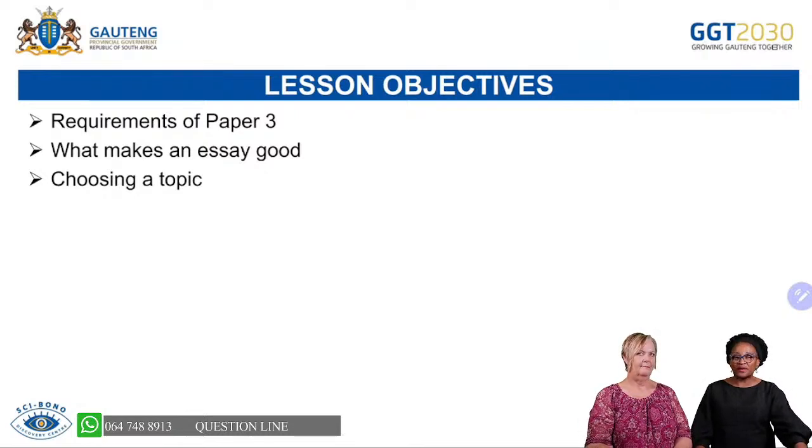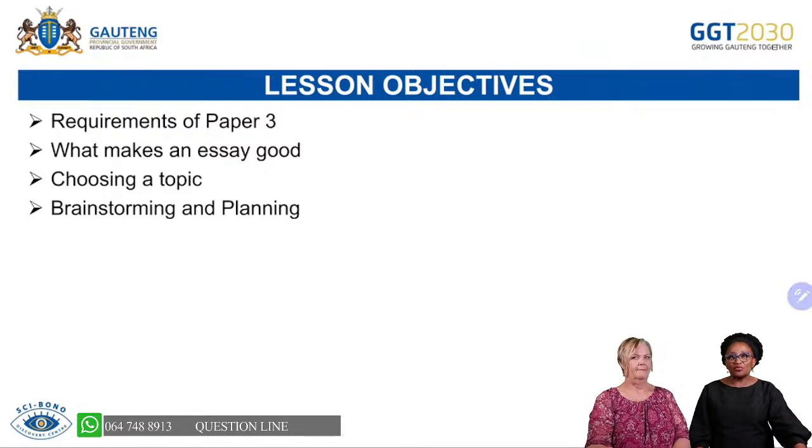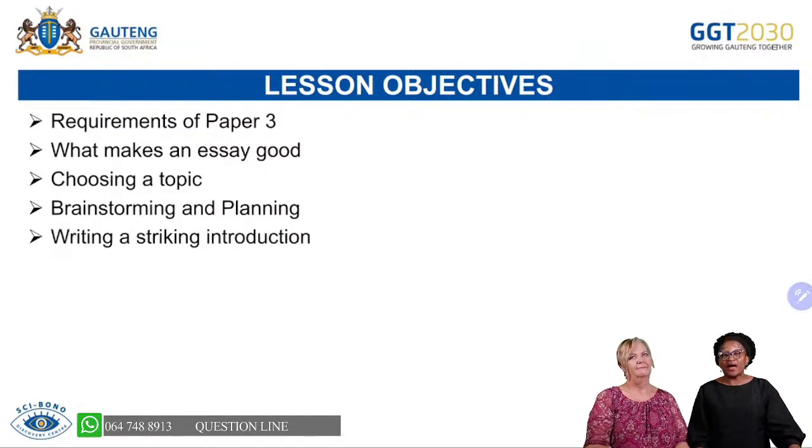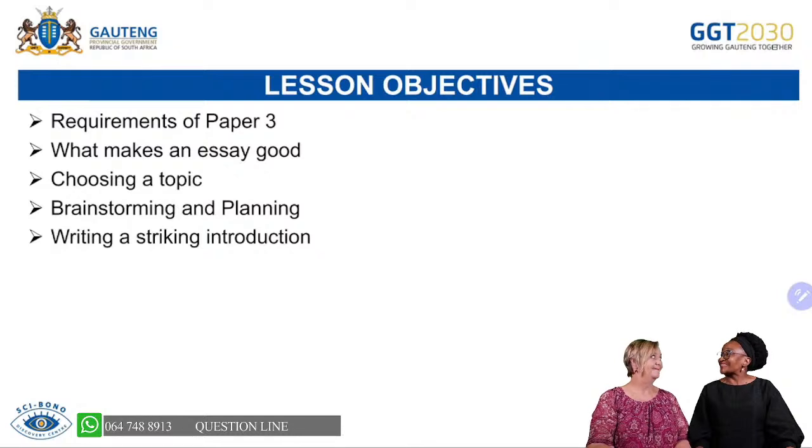Then choosing a topic. This is very important because many a times we are not sure of what topic to choose. And because of that, we end up making mistakes. And then the essay is not so good. Yes. And what about brainstorming and planning? Remember, before you can even start to write any essay, you need to brainstorm on the topic or any subject for that matter. And then you need to plan as well. After you have done that, you need to come up with a striking introduction. A hook. Exactly.